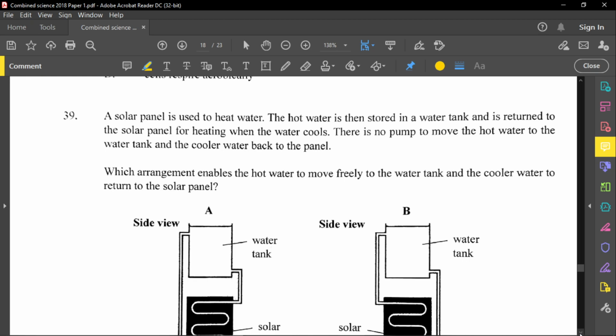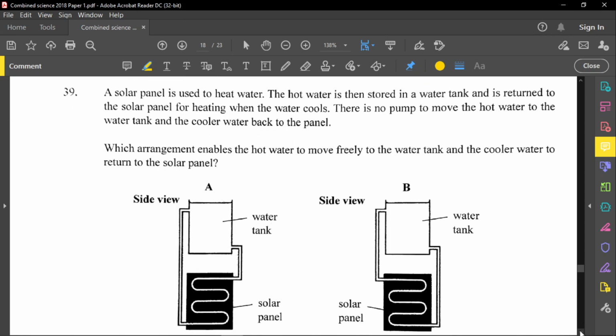39. A solar panel is used to heat water. The hot water is then stored in a water tank and is returned to the solar panel for heating when the water cools. Now, it said there is no pump to move the hot water to the water tank, and the cooler water back to the panel. So there's no pumping valve, which is a very critical thing right here. So which arrangement enables hot water to move freely to the water tank and cooler water to return to the solar panel? All right, so let's look at the diagram right here, which is the most effective one.